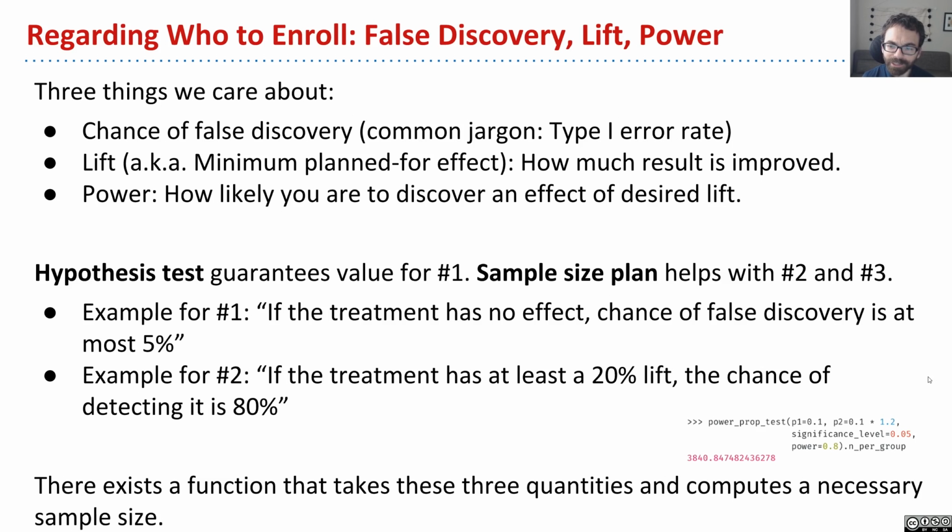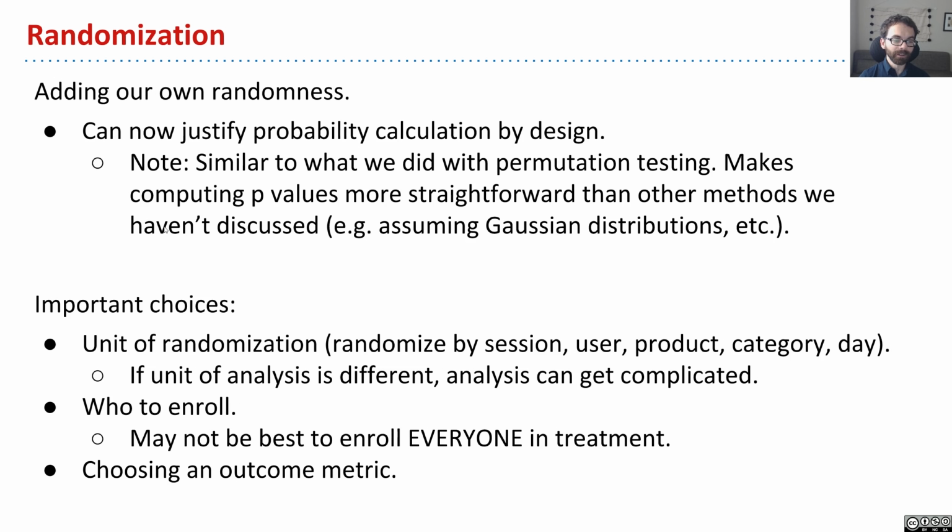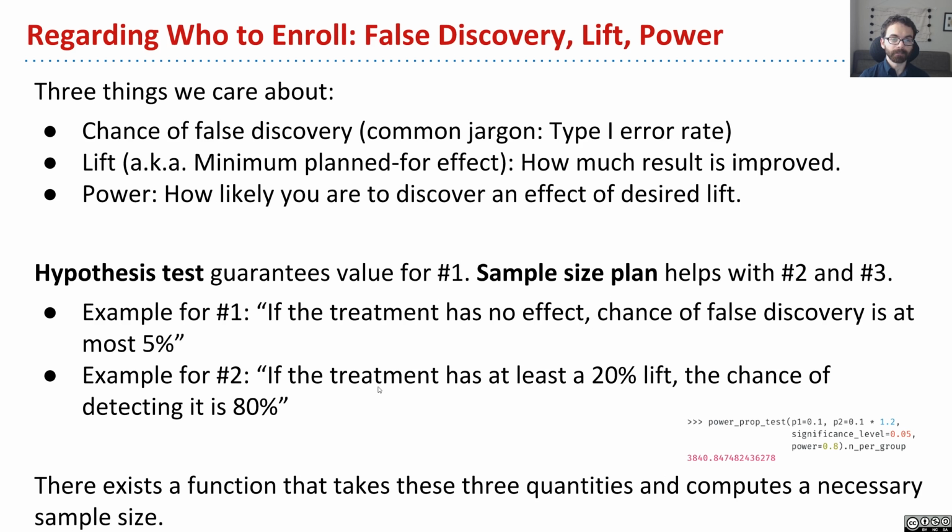Now, one subtle issue is that the test I described doesn't actually take the lift as an input, but instead it takes a P1 and P2 value. P1 is basically the chance without the treatment that some event occurs, and P2 is the chance with the treatment that some event occurs, at least in this specific example. Okay, so now that we understand the idea of chance of false discovery, lift, and power, we can now discuss a little bit more about this question of who to enroll.